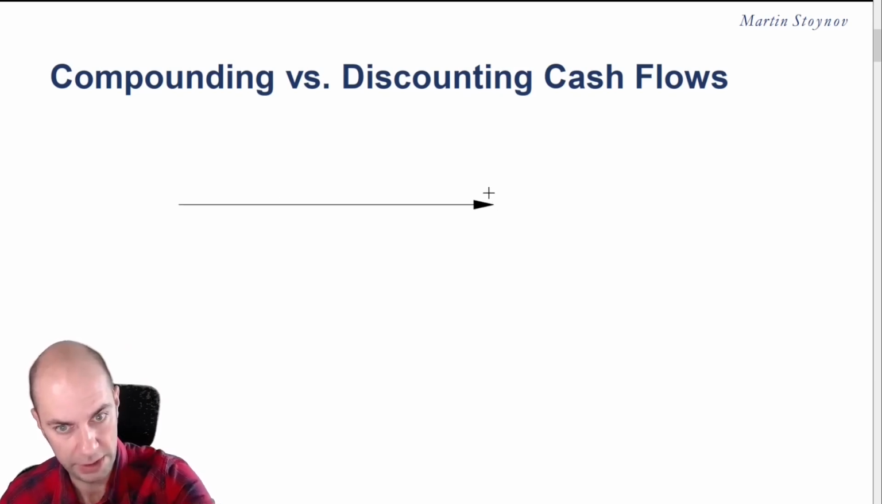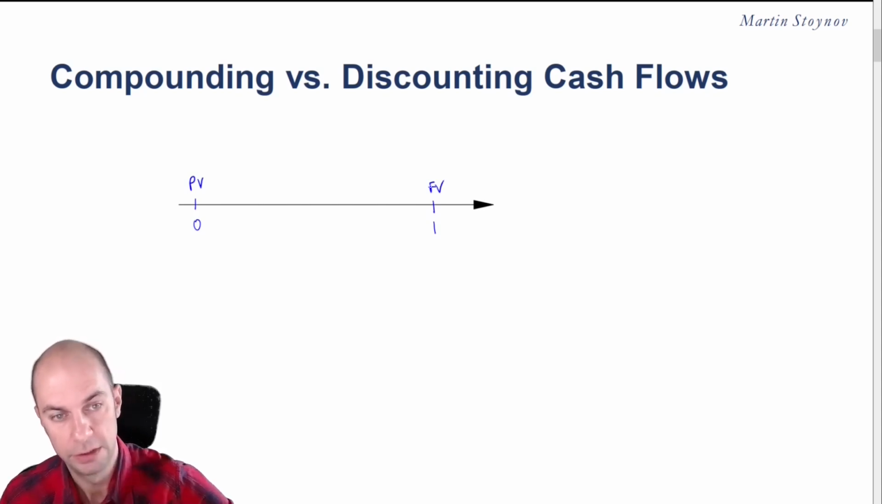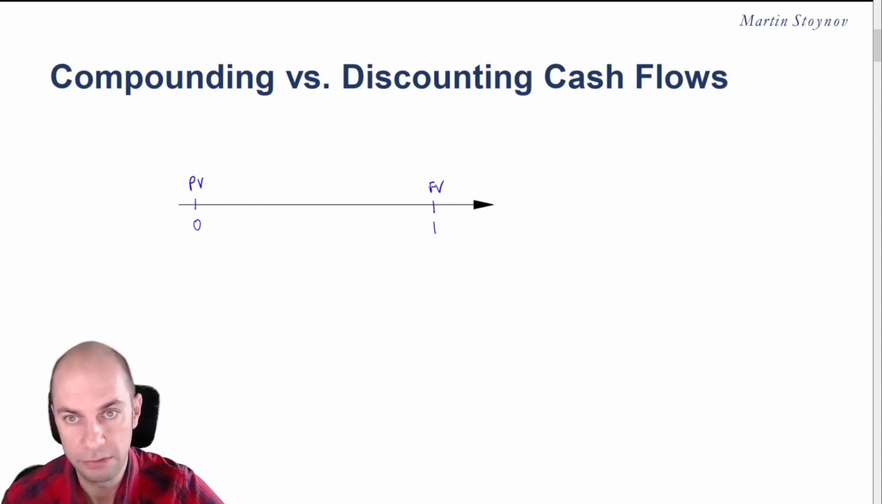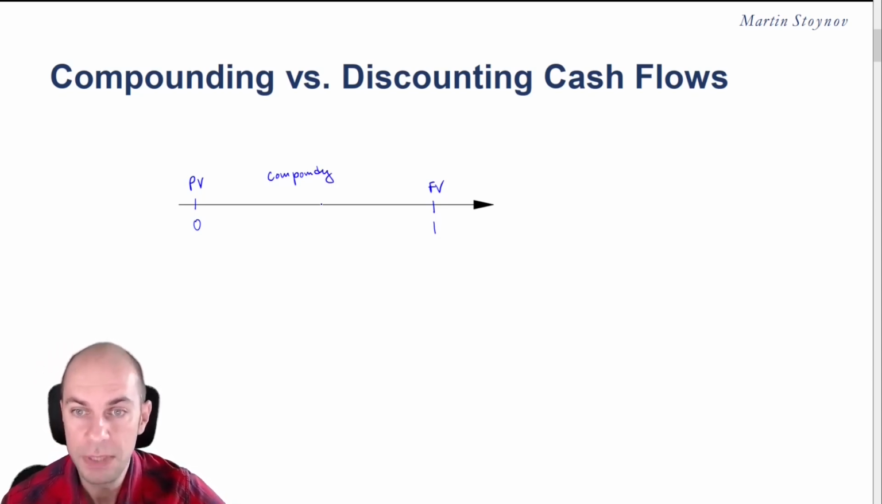If we just take time 0 and time 1, we have a present value here and a future value here. So I'm starting at time 0 and I'm moving towards the future. That's the process of compounding.